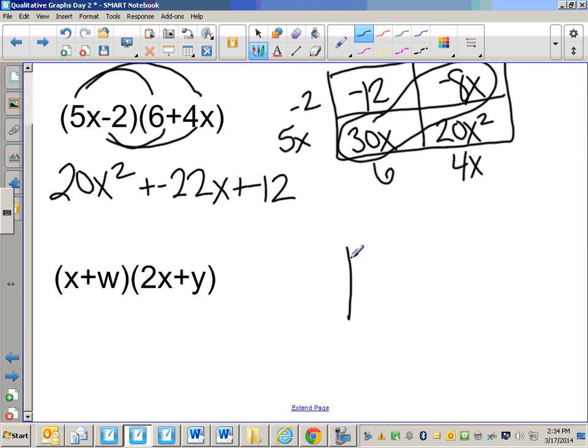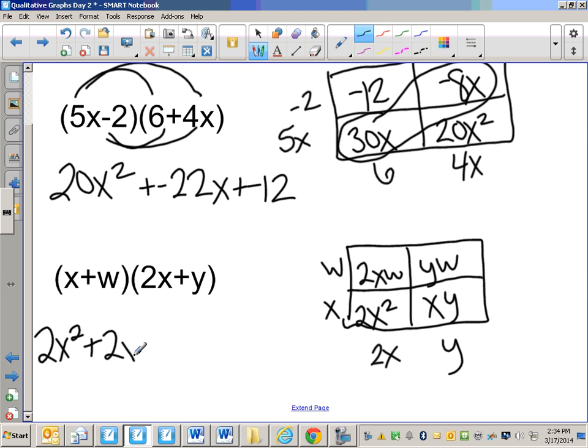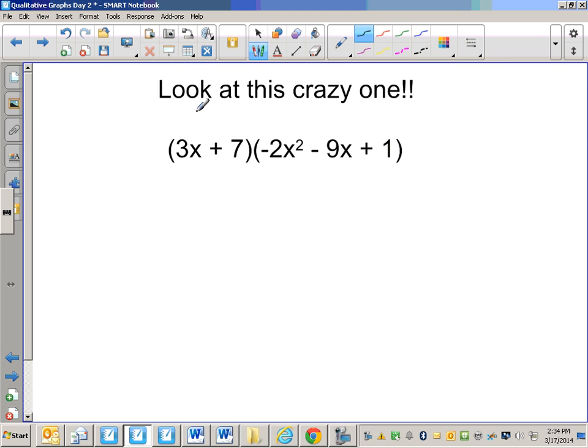This next one is kind of fun because it's all variables. Draw my area model. So I'd have x and w, 2x and y. So let's see. This area here is 2x squared. This would be 2xw. This would be xy, and this would be yw. And there's no like terms to combine here. So you're just going to write out all 4 terms. And you're done.